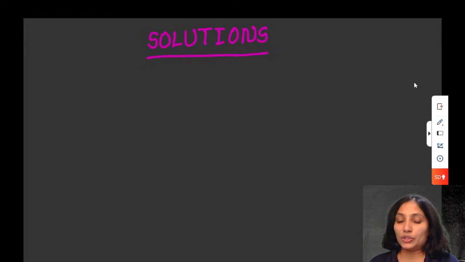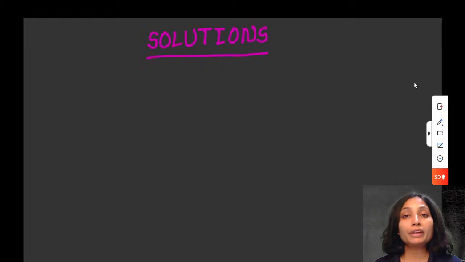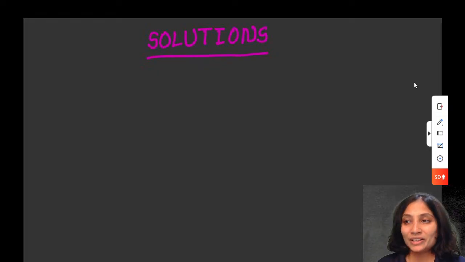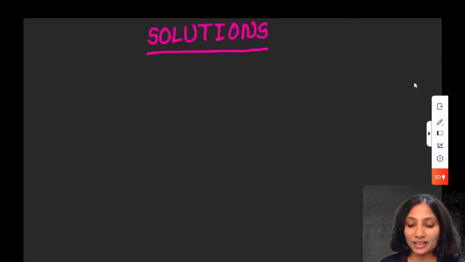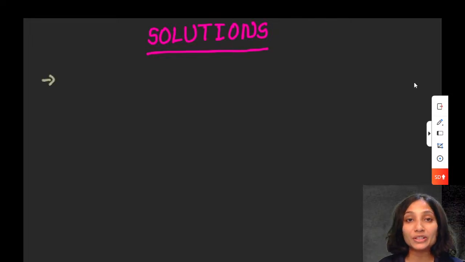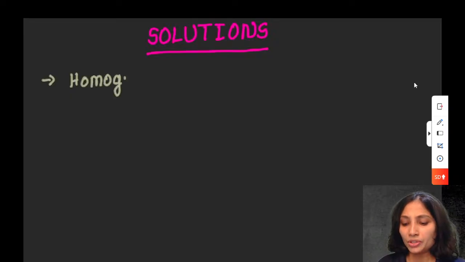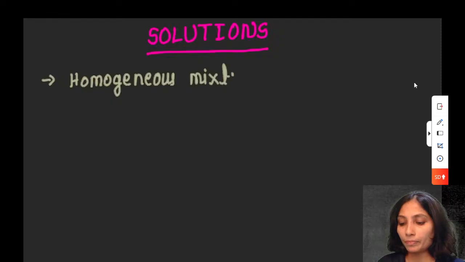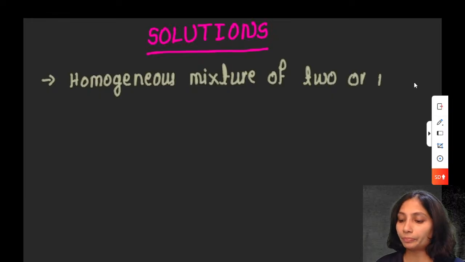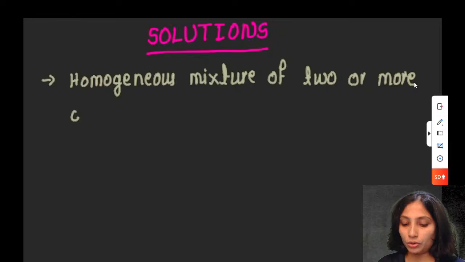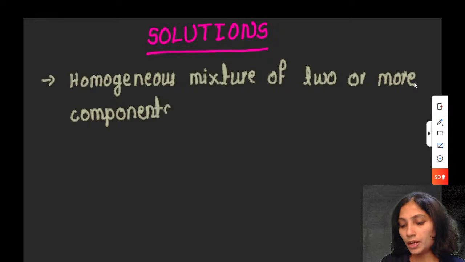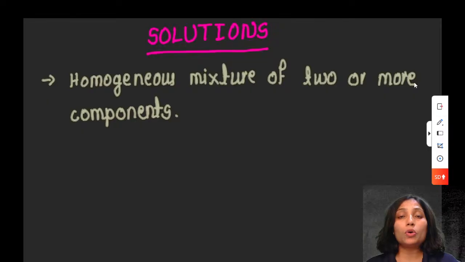What are these solutions? How can we define a solution? A solution is a homogeneous mixture of two or more components. Okay, see, it's a homogeneous mixture.